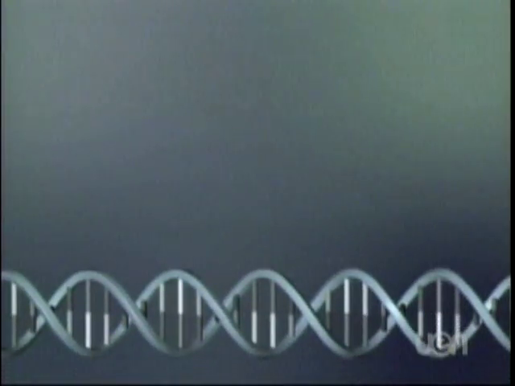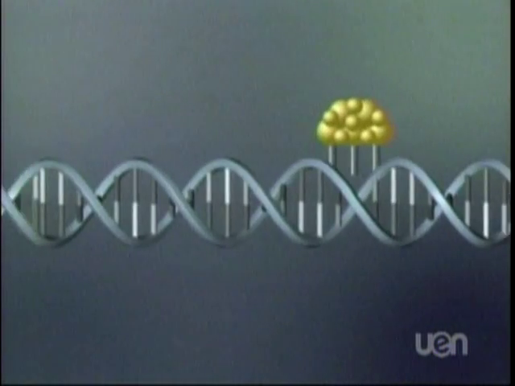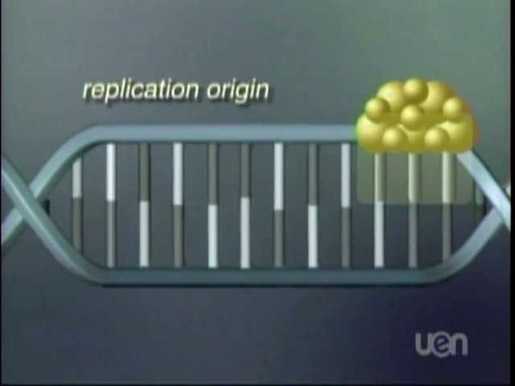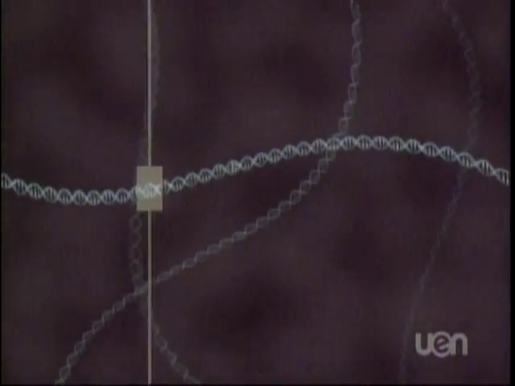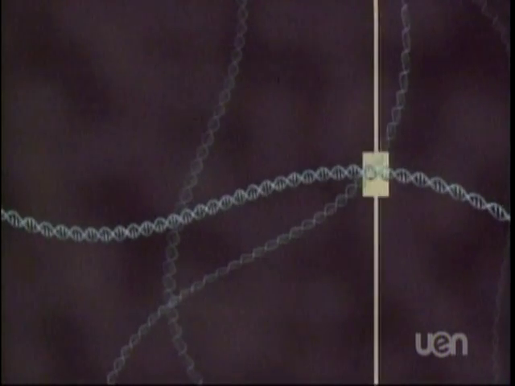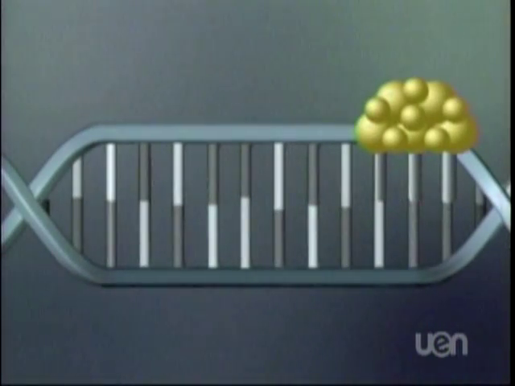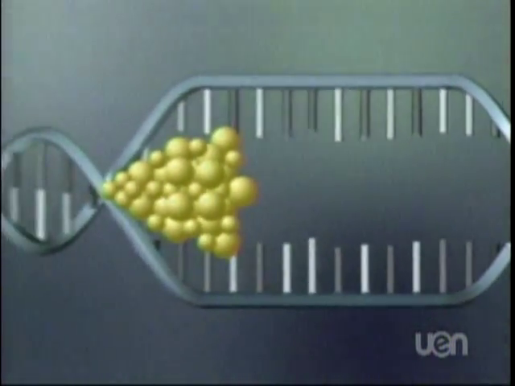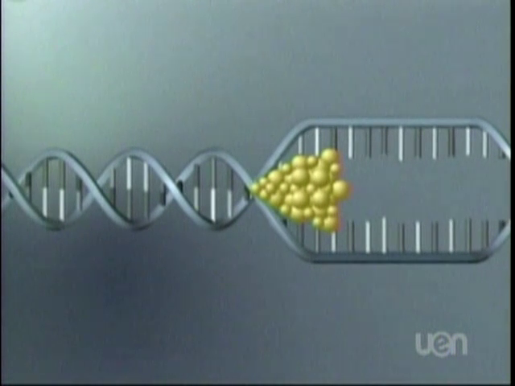When it's time to replicate, a protein starts the process by landing on a particular set of nucleotides called the replication origin. These start points are found all along the DNA strand. Next, enzymes break the chemical bonds that hold the 2 strands together, opening up the DNA, forming a replication fork.